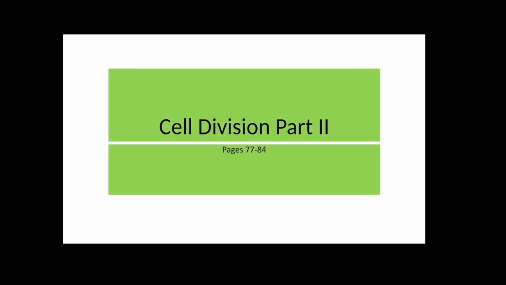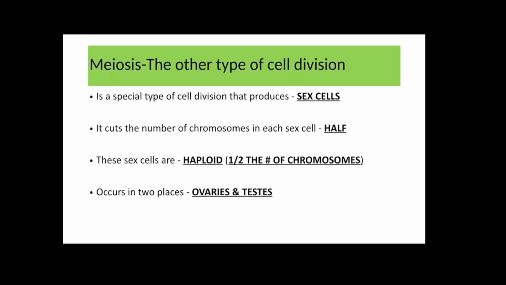Today we're going to be talking about cell division part 2. At first we talked about mitosis, and with mitosis we were making identical copies in the offspring or daughter cells. In meiosis, you could think of it as "meiosis made me": it's how we make offspring cells, or sperm and egg cells, that are not identical to the parent cell. We call these sex cells.